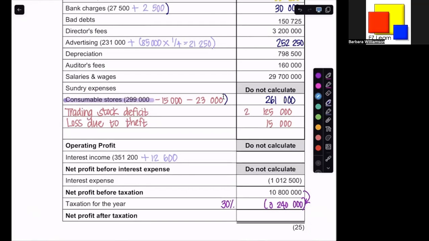Luckily, you don't need to calculate the subtotals, which is quite nice because it saves you quite a bit of time. Your interest income, you'll need to show as 363,800. And then at the bottom, you can work out your net profit after tax by obviously taking your profit before tax and subtracting the tax to get 7,560,000. Alternatively, you could actually do it from the 10,800,000 by simply working out 70%.